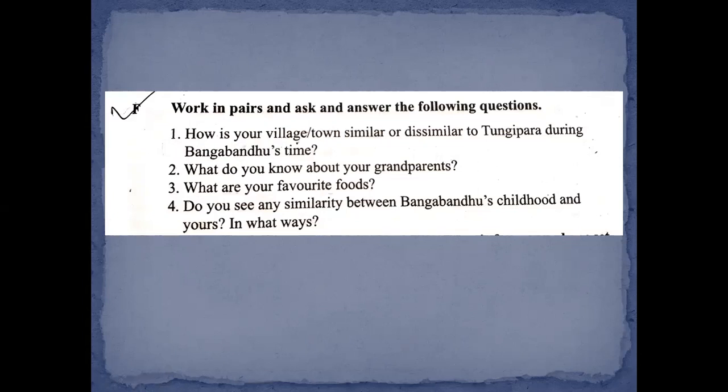How can you write this answer? You can write it like this. Bangabandhu's village has green nature like mine. Bangabandhu's village has paddy fields, and we also have paddy fields in our village. Like the shades of the trees. In our village, there are various kinds of trees, and these trees are giving shade and blowing wind. My village is very charming and fascinating for me.